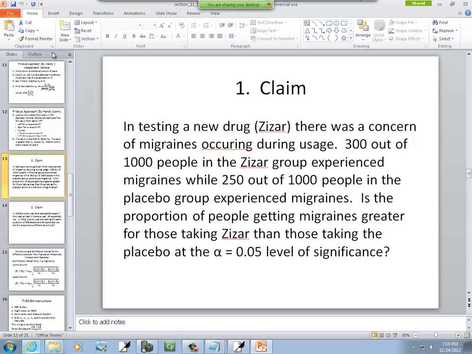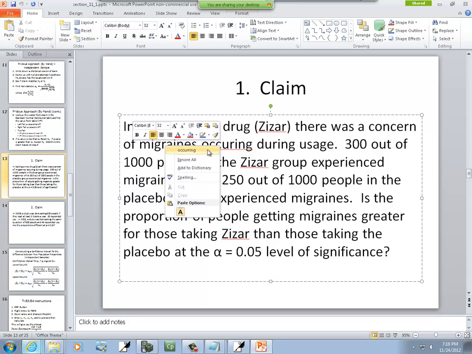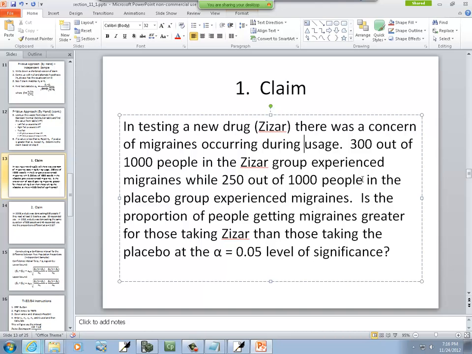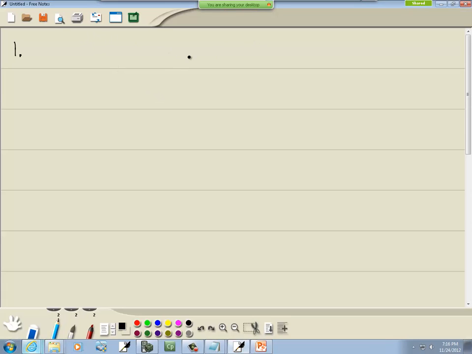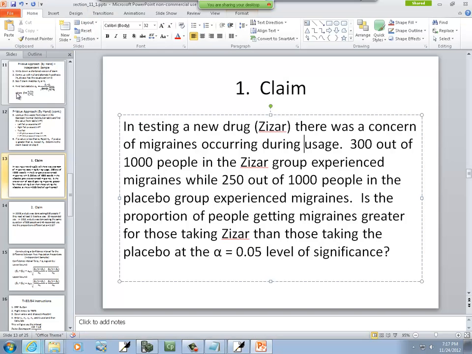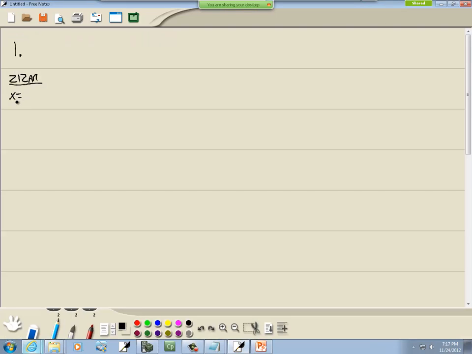Okay, in testing a new drug, Xyzar, there was a concern of migraines occurring during usage. Obviously, I can't spell. During usage, 300 out of the 1,000 people in the Xyzar group experienced migraines. So x1 is equal to 300, and n1 is equal to 1,000. So that's our Xyzar group.